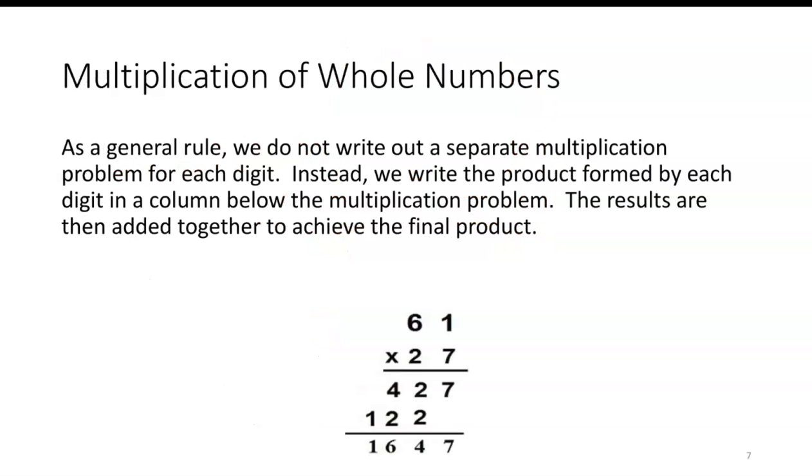As a general rule, we do not write out a separate multiplication problem for each digit. Instead, we write the product formed by each digit in a column below the multiplication problem. The results are then added together to achieve the final product. What I mean is I'll start off doing 61 times 7, and then I'll do 61 times 20. And then after that, I will add them together at the end to get the answer.